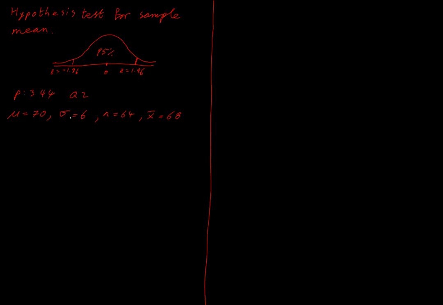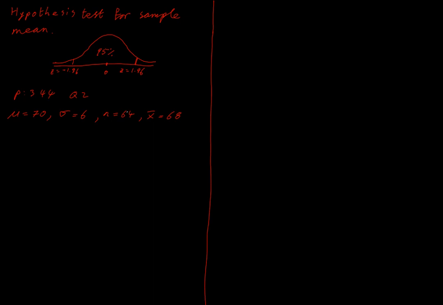We have two different means going on here. We have the mean of the population that's given to us. This is the established mean of a population. This is the mean of our sample. So the population mean is mu, the sample mean is x bar. And sigma by itself means the population standard deviation.